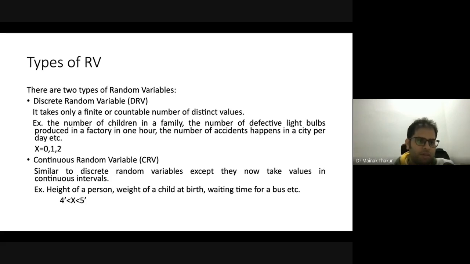What is a continuous random variable? Similar to discrete, but they take values in continuous intervals. Like x is the height of a person, or the weight of a child at birth, or waiting time for a bus, etc. If we consider the height of a person, x may take values between 4 feet to 5 feet, or 4 feet to 6 feet, but any value. These are not discrete values. For example, 4 feet 1.26 inches is possible.